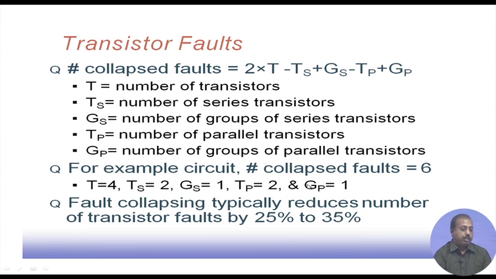Again, fault collapsing can reduce the number of transistor faults by 25 to 35%. That is a huge reduction in the number of faults, considering that you are looking at the circuit at a transistor level. At transistor level, the number of transistors is much higher compared to, say, the corresponding gate count when you are considering the stuck-at fault model. So, naturally, a 25 to 35% saving means saving a large number of transistor checks.